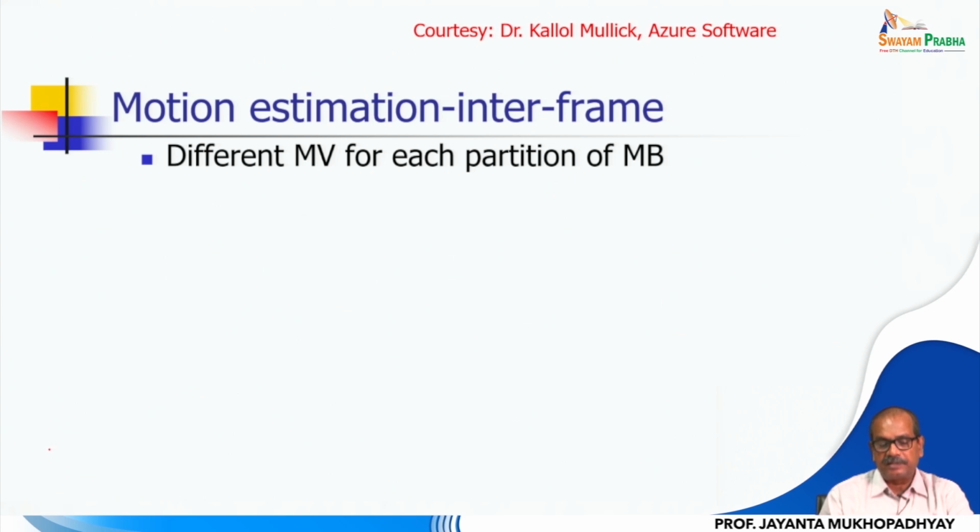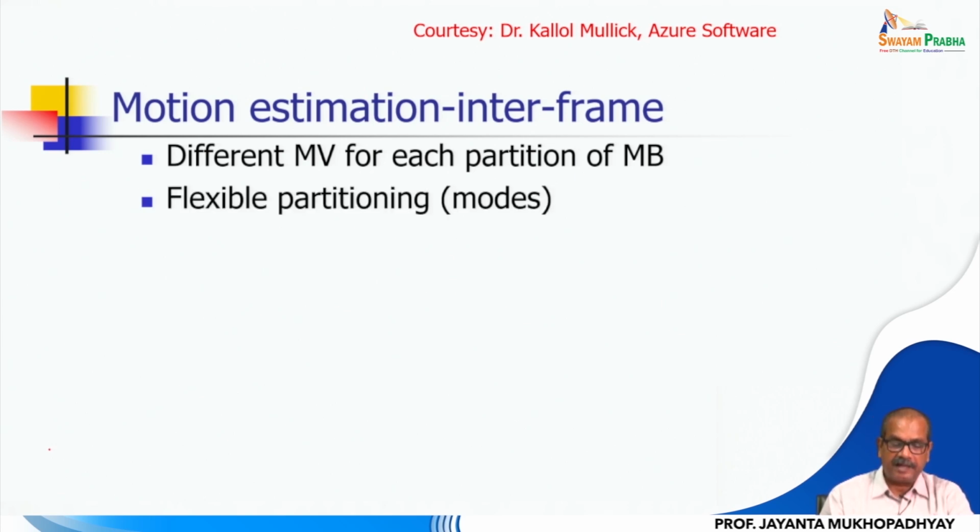For this, different block sizes are considered. We can have different kinds of flexible partitioning. As you understand, if the object size is large, then we can have a larger motion block, or macro block size, with rigid, simple translatory motions. But when there are a lot of smaller objects which are moving, then we need smaller block sizes. That's why instead of going for any fixed partitioning, we may go for flexible partitioning.